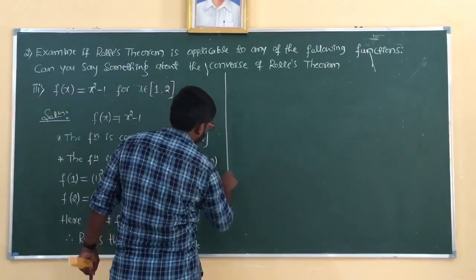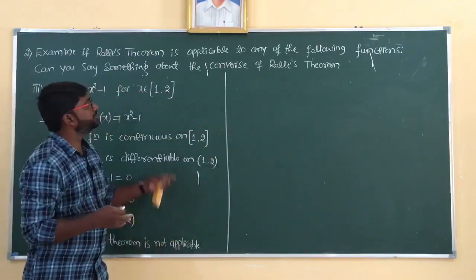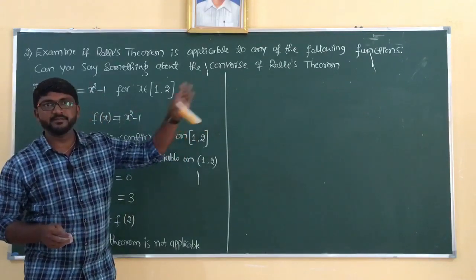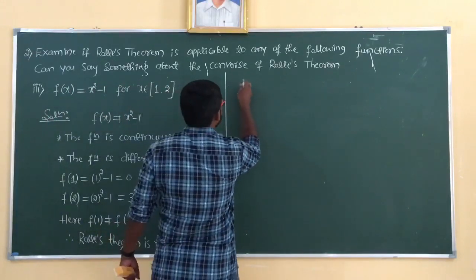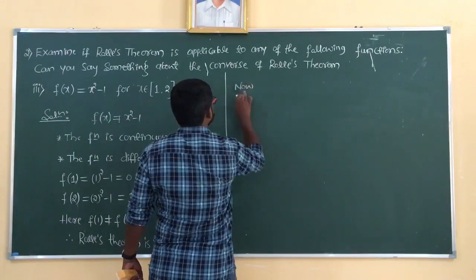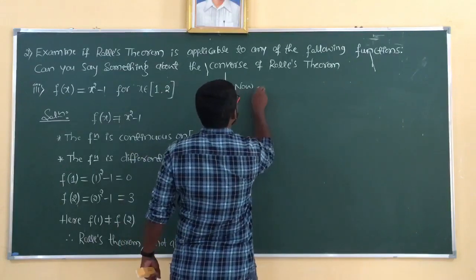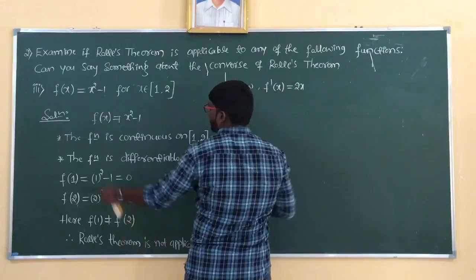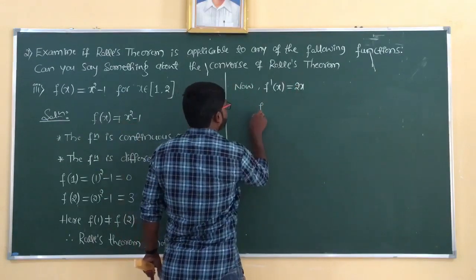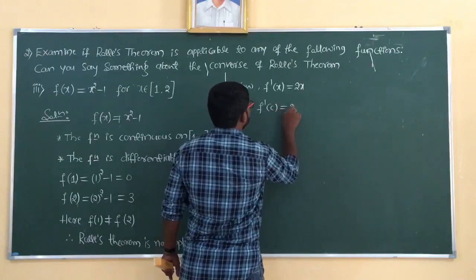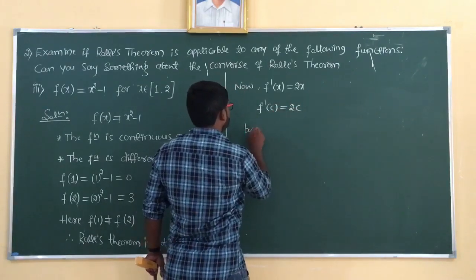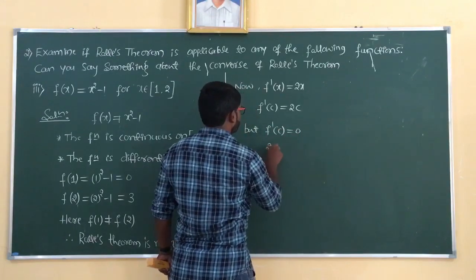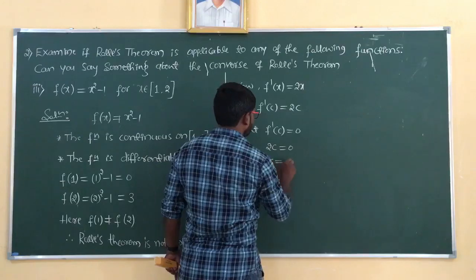So now see here, now we have to say something about the converse of Rolle's theorem. For that I will consider f dash of c which is equal to 0. So see here, now f dash of x which is equal to 2x, derivative of this will give us 2x, and f dash of c which is equal to 2c, but f dash of c which is equal to 0, that is 2c which is equal to 0 and c which is equal to 0.